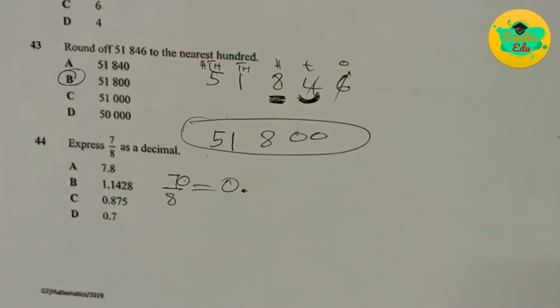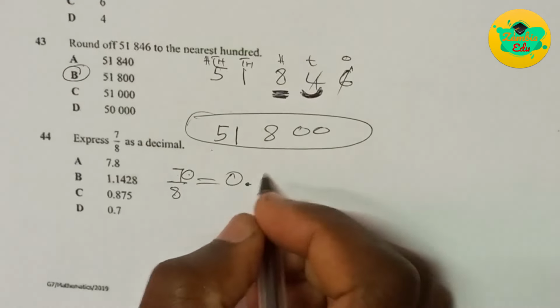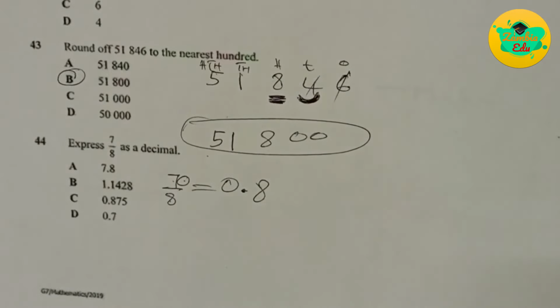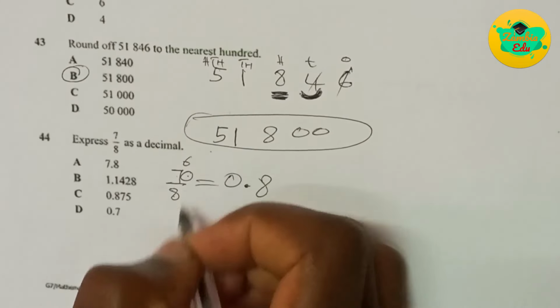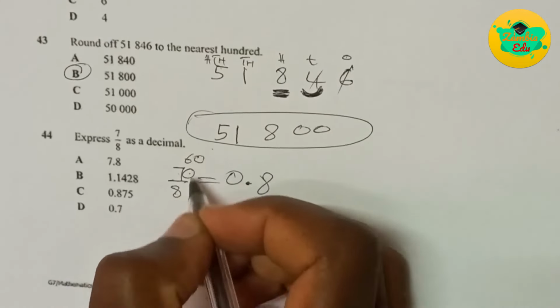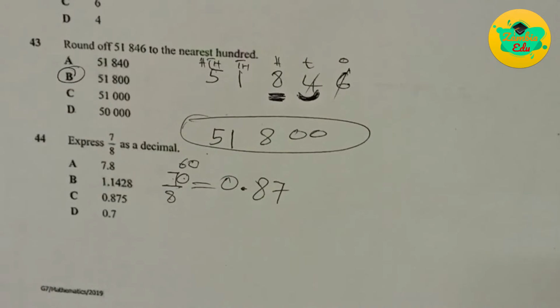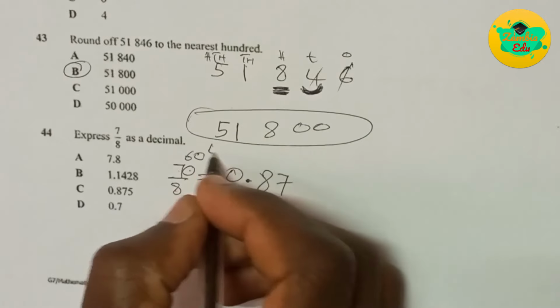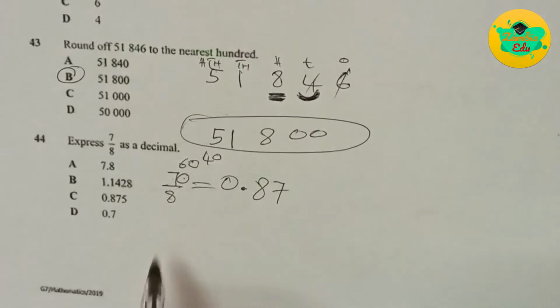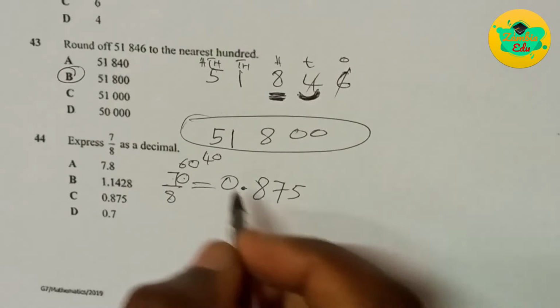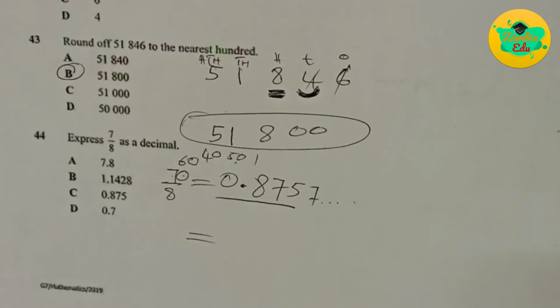8 into 70. It goes there 8 times. Remainder 6. 8 into 6, it can't, so add a 0. 8 into 60. It goes there 7 times. Remainder 4. So we have a remainder 4 there. 8 into 40. It goes there 5 times. So our answer is 0.875.